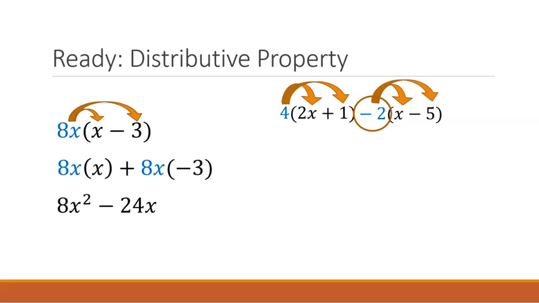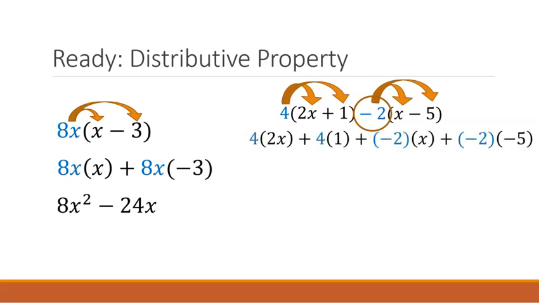Remember, when distributing the 2 into the second set of parentheses, in this case, we are actually distributing a negative 2. A negative 2 times x would result in negative 2x, and a negative 2 times negative 5 would result in a positive 10. After combining like terms, the answer to this example is 6x plus 14.